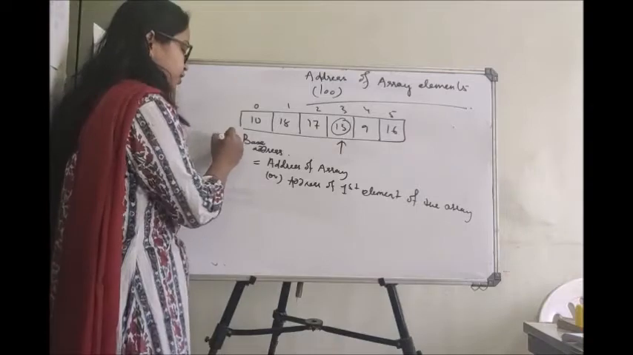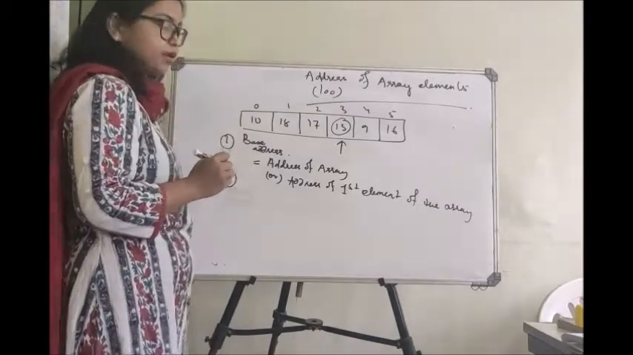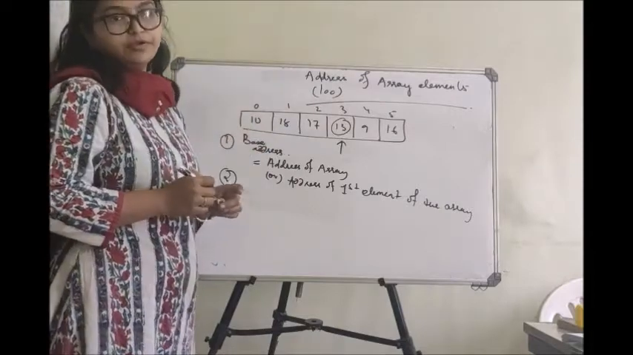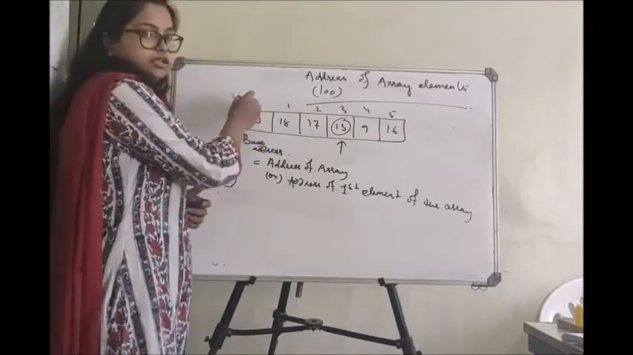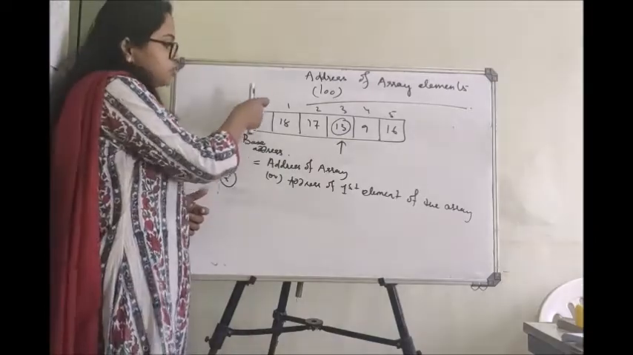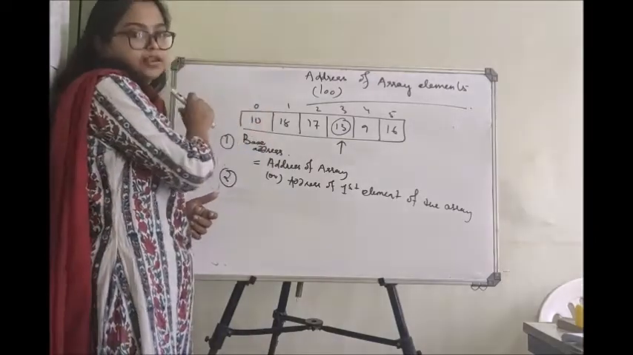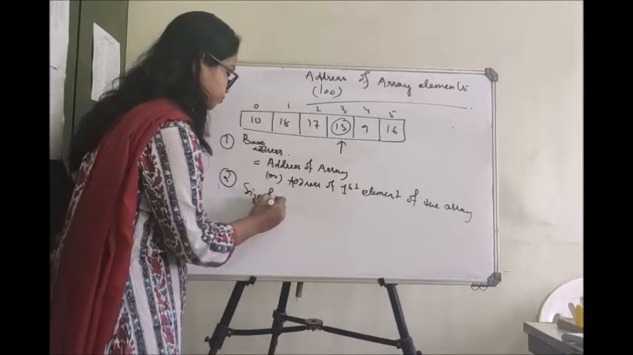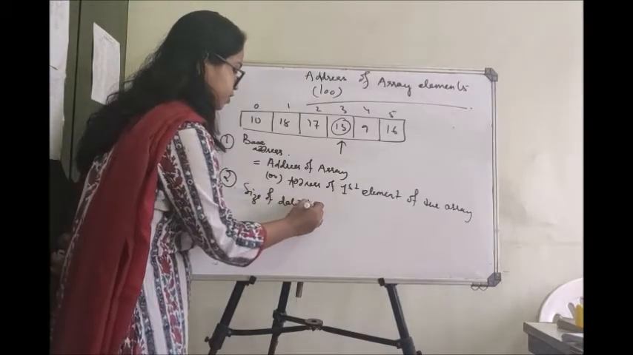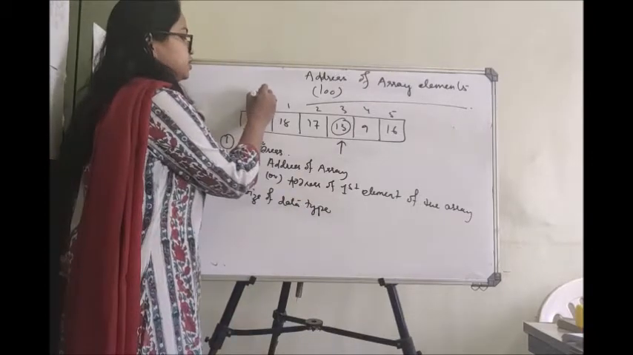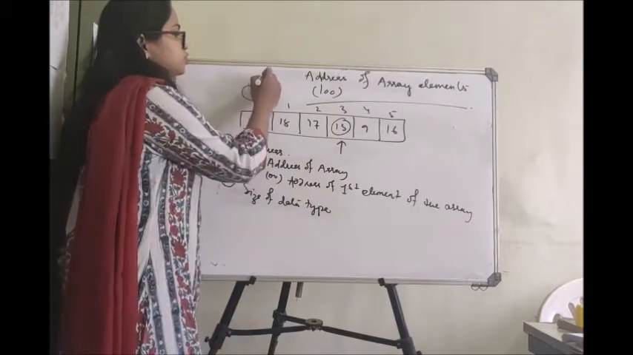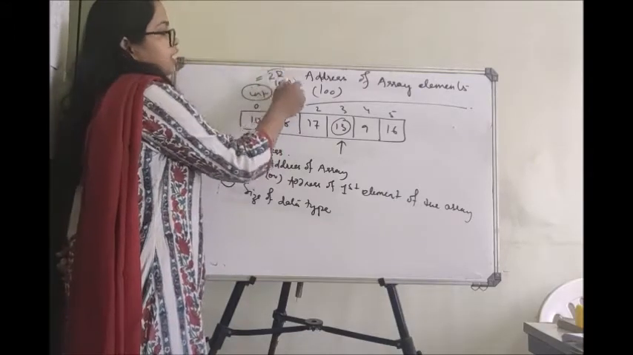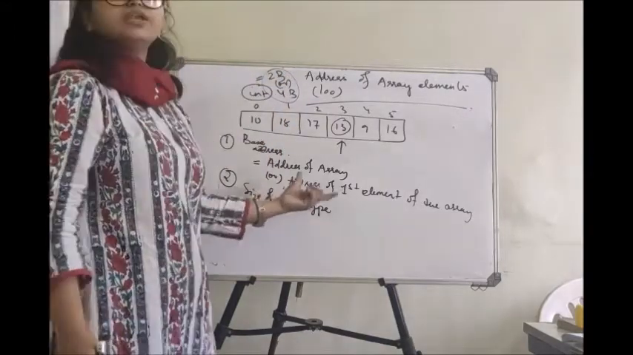This is the first thing we need. The second thing we need for calculating the location of 13 is the size of each element. Suppose this is an integer. How much is one element consuming in an array? That is called the size of data type. This is an integer type array, and an integer usually takes 2 bytes or 4 bytes, depending upon the architecture.